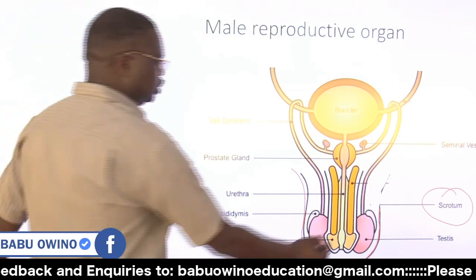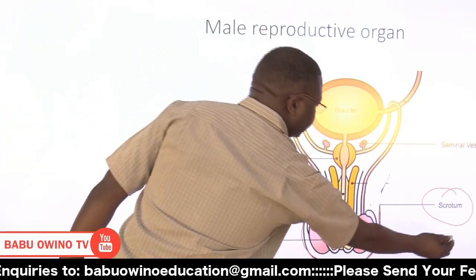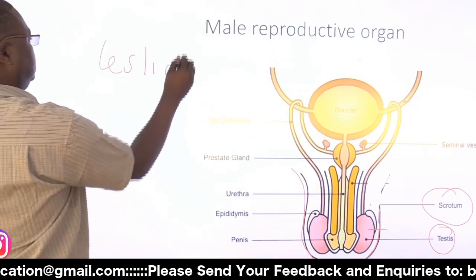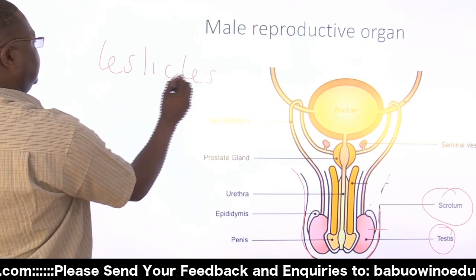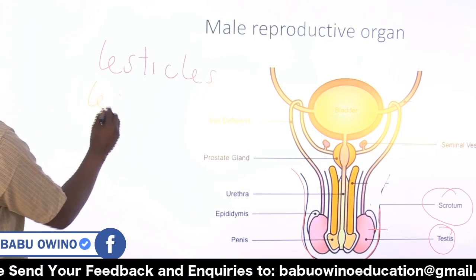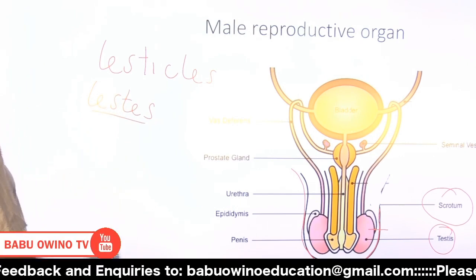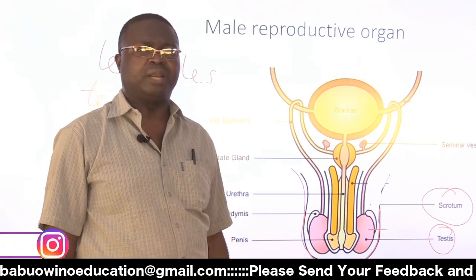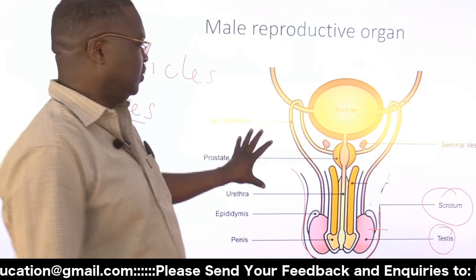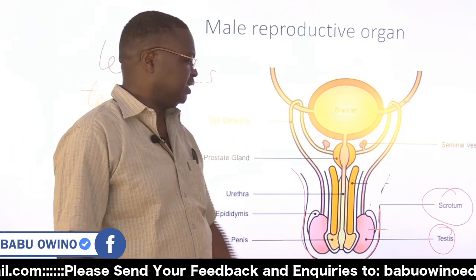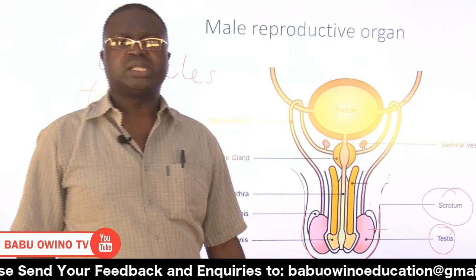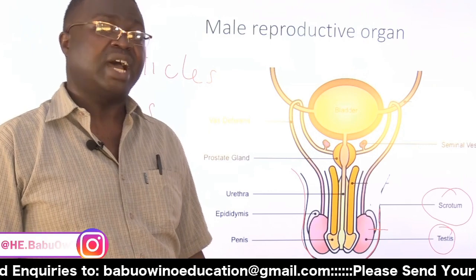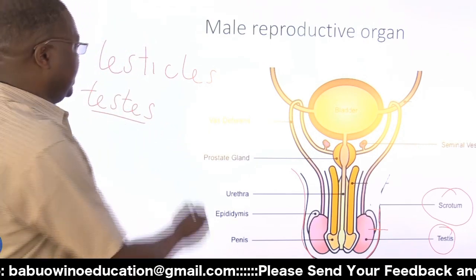Then there are usually some round things here that we call testes. In full, we write it as testicles. Testicles, or when there are many, testes. They are the main reproductive organs. The whole thing is the male reproductive system, but the testis is the main organ, because in it are produced what we call sperms. And sperms are the main male reproductive cells.